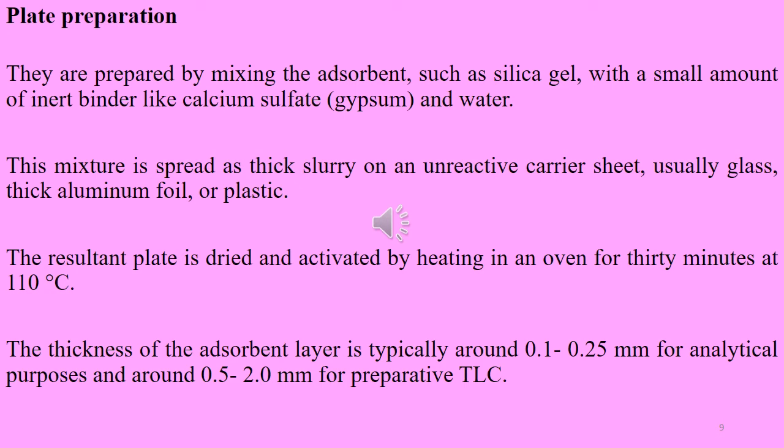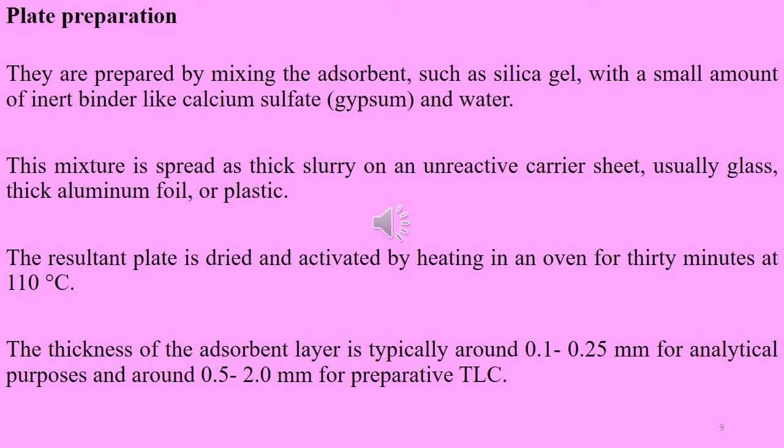Now, after pouring the slurry on the plate, it can be air dried and finally it can be heated in an oven for 30 minutes at 110 degrees centigrade. This process is known as activation of the TLC plate. Now, what is activation of the TLC plate?